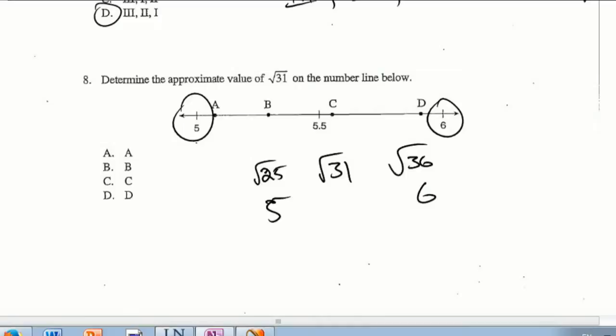And then is 31 closer to 25? Well, it's about 6 away from 25, and it's about 5 away from 36. So it's going to be somewhere in the middle. Is it going to be bigger than 5.5, or smaller than 5.5? I'm going to say it's a little bit bigger than 5.5 because it's closer to the square root of 36. So if I had to pick, I would pick C because it is a little bit closer to the 36.